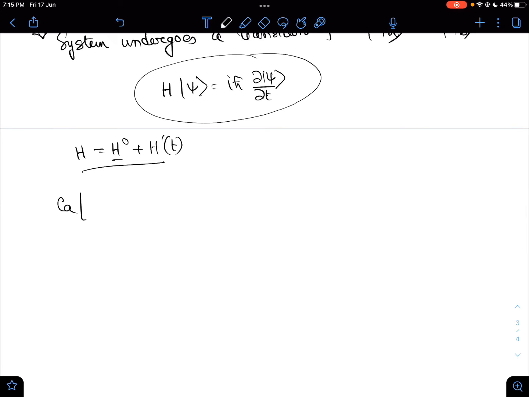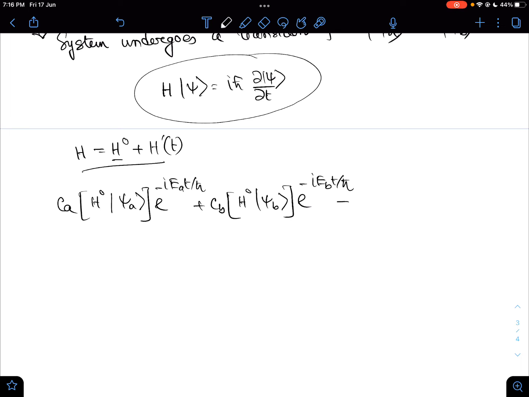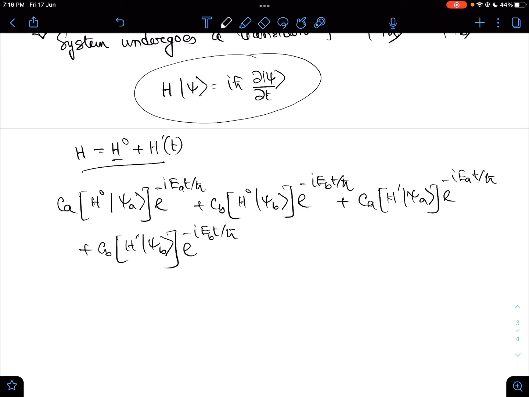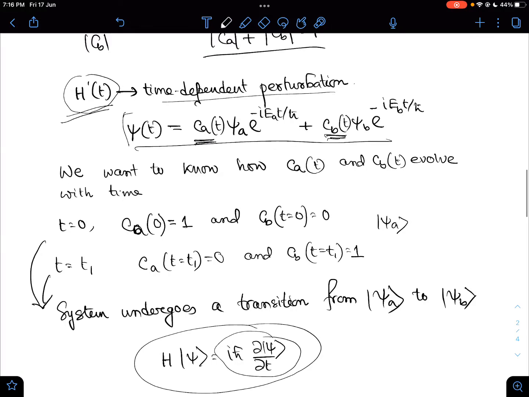So CA H0 acting on psi A e to the power minus i EA t by h cut plus CB H0 acting on psi B e to the power minus i EB t by h cut plus CA H prime psi A e to the power minus i EA t by h cut plus CB H prime psi B e to the power minus i EB t by h cut, and in the right hand side we will have the time derivative of psi. So we have to just take the derivative of this, and here what are the time dependent parts? This is time dependent, this is time dependent, and these two. So psi A and psi B are not time dependent.